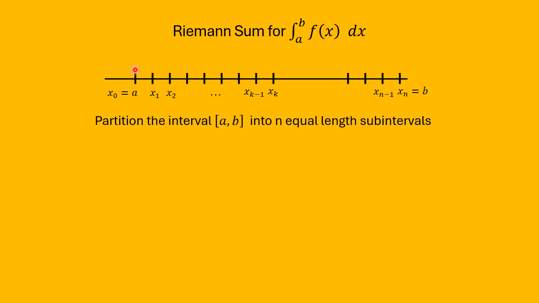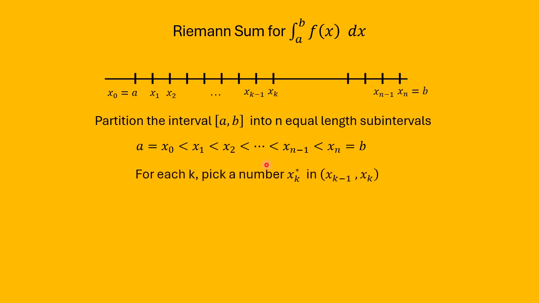So right here is a, over here is b. So let's let a be x naught, and then a little bit over x1, x2, out here somewhere x of k minus 1, x of k, further out here x of n minus 1, and then x of n is equal to b. So each of the subintervals here, from one of these marks to the adjacent one, all of these subintervals have the same length. So we have that a is equal to x naught is less than x1 is less than x2, all the way through is less than x of n, which equals b.